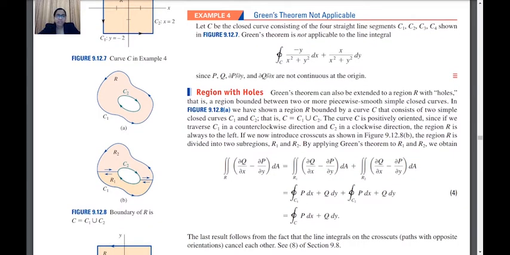If you see figure 9.12.8, you can see this is our curve. We have 2 curves, C1 and C2, and both are in the counterclockwise direction, and R is the region. So if we have to find the line integral over C, where C will be the union of C1 and C2.